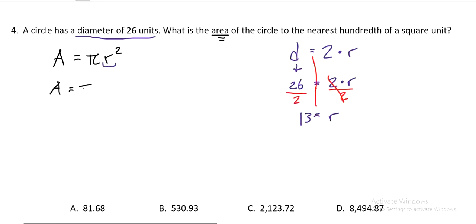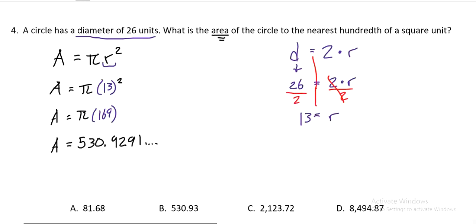Area equals pi times, now it's going to be 13 to the second power. So once we solve 13 to the second power, remember that's 13 times itself. 13 times itself, you'll get 169. Now we're going to use that pi button on our calculator to find out what pi times 169 is. So from that you get 530.9291, and it keeps going on forever.